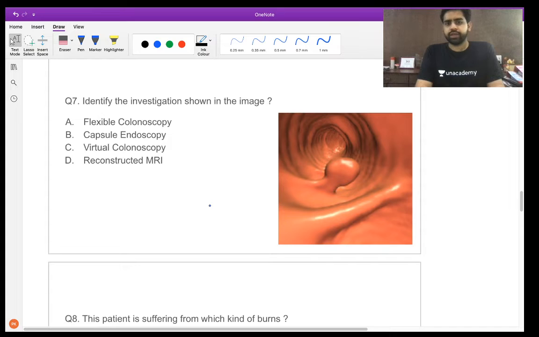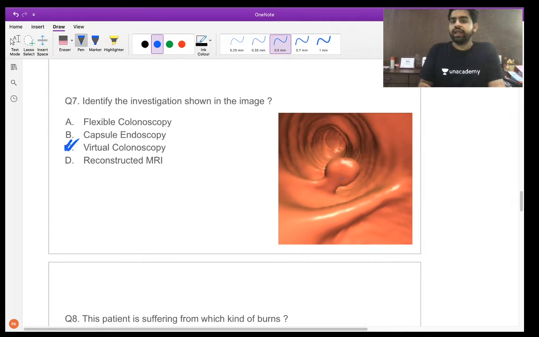Okay, so Indra is saying it is C. She's not sure. Kevin Shah is saying it is B, capsule endoscopy. Varun is again saying C, virtual colonoscopy. Well, guys, you're absolutely correct. Kamal and Indra, you're absolutely correct. The answer is in fact virtual colonoscopy.